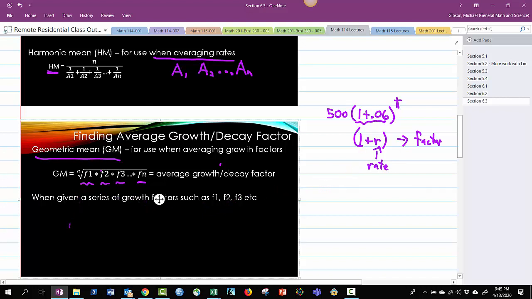So for example, let's say we did one of these, and our geometric mean when we were done turned out to be 1.063. And they asked us for the rate. They say, what's the rate? Well, the factor is 1 plus R, is 1 plus the rate. So you take that 1 plus the rate, make it equal to the 1.063.